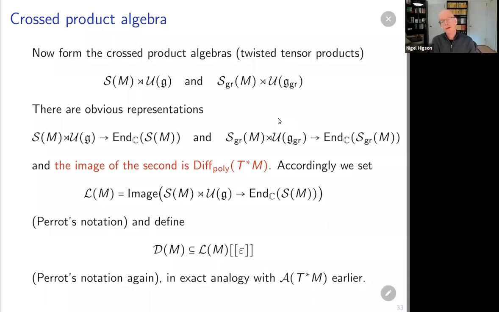Okay, so maybe therefore, if you want to lift to pseudo-differential symbols, you should study instead the cross product upstairs on S of M itself and the image of the cross product inside of operators on S of M. And that's exactly what Perrot does. He calls this algebra L of M. And then he defines another algebra D of M, a formal power series, exactly the same way we defined A star of M. And he lifted everything from the semi-classical limit back to actual pseudo-differential symbols.